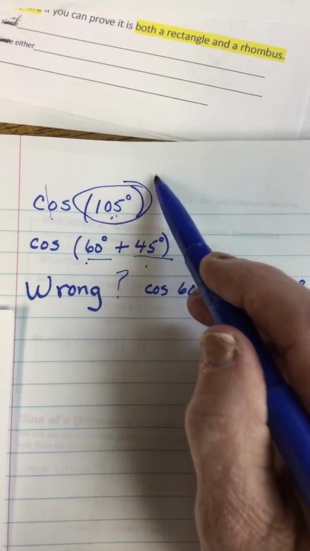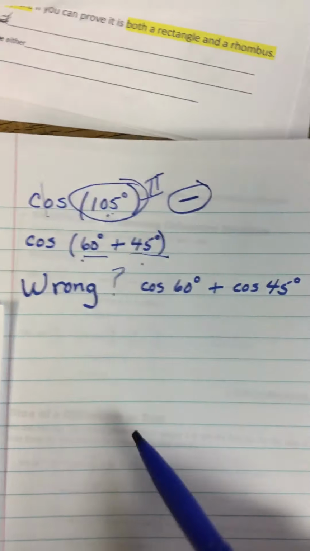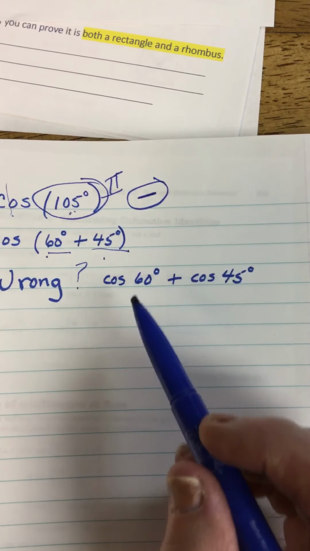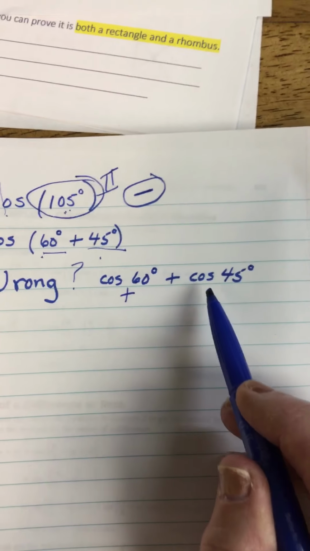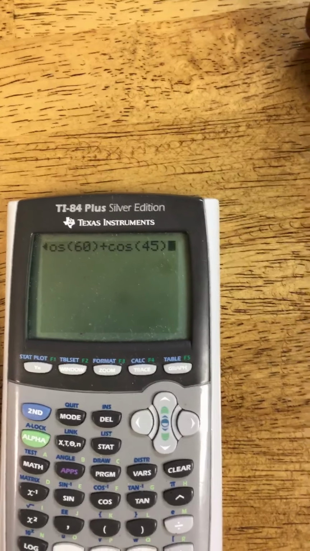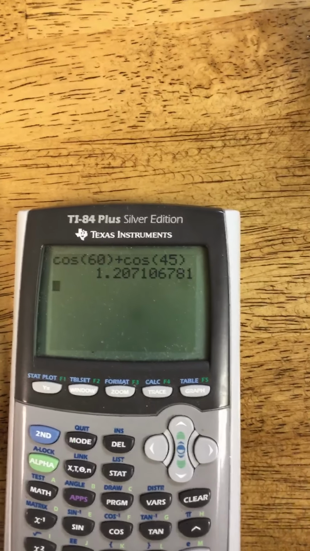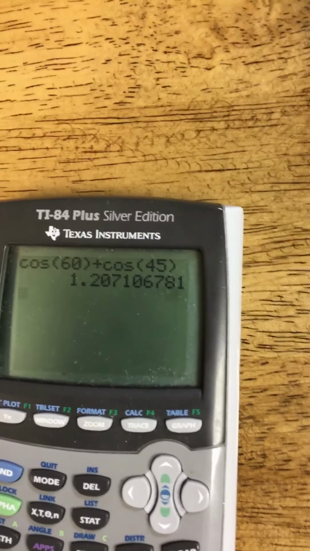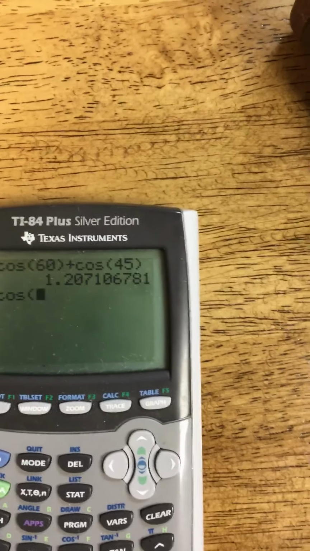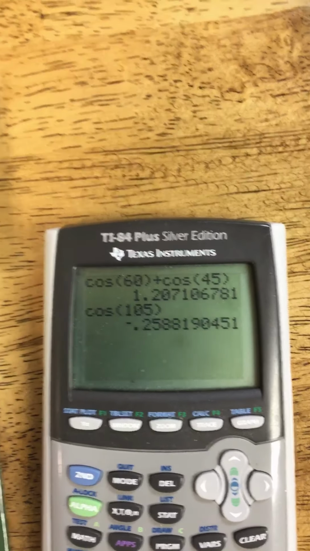This angle is in the second quadrant, and it would have a negative answer for its cosine. These two angles both are in the first quadrant, and they would have positive answers. So I'm just going to show you on the calculator that this doesn't work. The cosine of 60 plus the cosine of 45 would be 1.207, so forth. And we just said that we should get a positive number if we added those two. And then if I did the cosine of 105, it's a negative number.